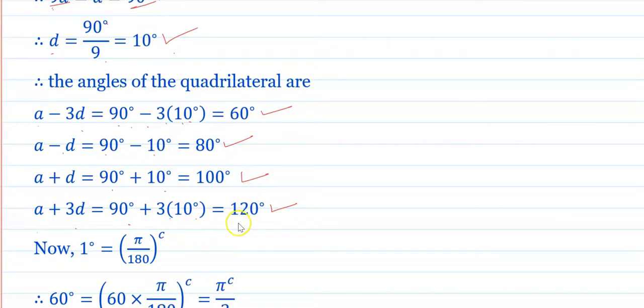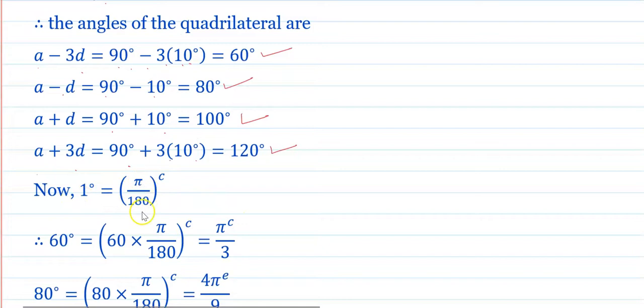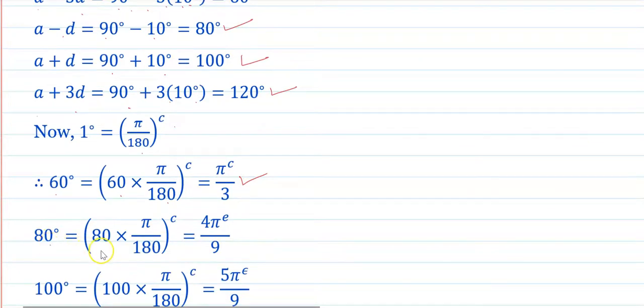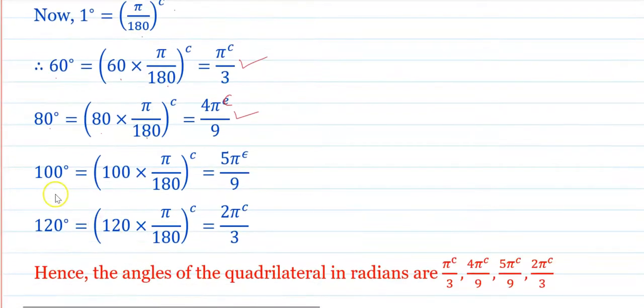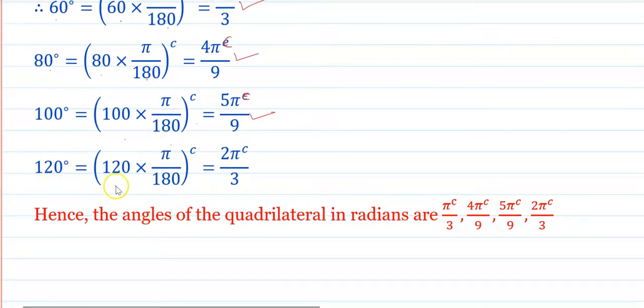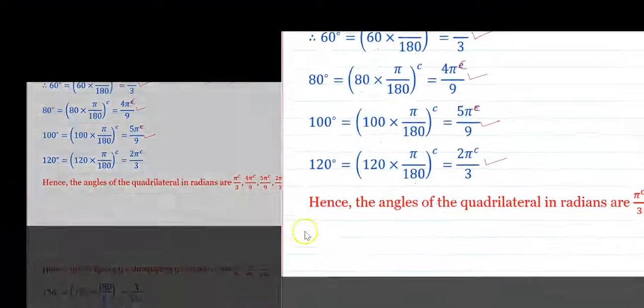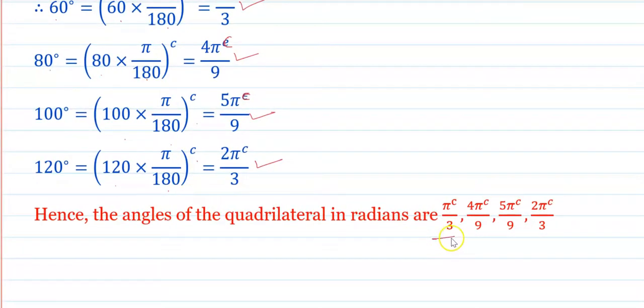Now convert all these degrees to radian. 1 degree is equal to pi upon 180 radian, and therefore 60 degrees is equal to 60 into pi upon 180 radian, that is pi by 3 radian. 80 degrees is equal to 80 into pi upon 180 radian, that is 4 pi by 9 radian. 100 degree is equal to 100 into pi upon 180 radian, that is 5 pi by 9 radian. And 120 degree is equal to 120 into pi upon 180 radian, that is 2 pi by 3 radian. Hence the angles of the quadrilateral in radian are pi by 3 radian, 4 pi by 9 radian, 5 pi by 9 radian, 2 pi by 3 radian.